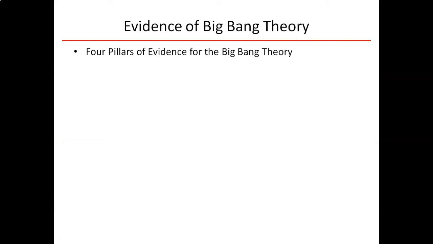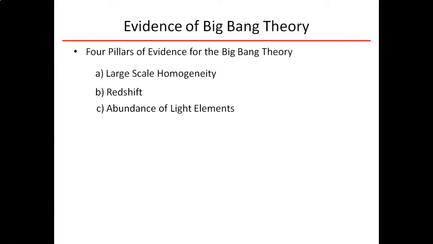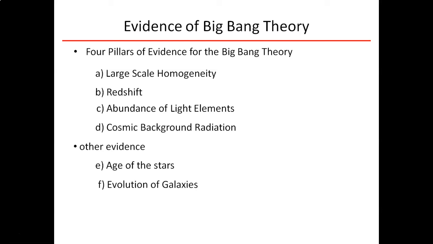Now, there are 4 main pillars of evidence for the Big Bang Theory. There is lots of other evidence as well, but there are 4 main pieces that all astronomers agree upon. And the strength of this evidence is why it's called a capital T theory. Okay? One is large-scale homogeneity of the universe, and we'll talk about what this means. The redshift and the work from Hubble. The fact that we have lots of light elements, and our cosmic background radiation. Okay, then we have some other evidence, the age of our stars.